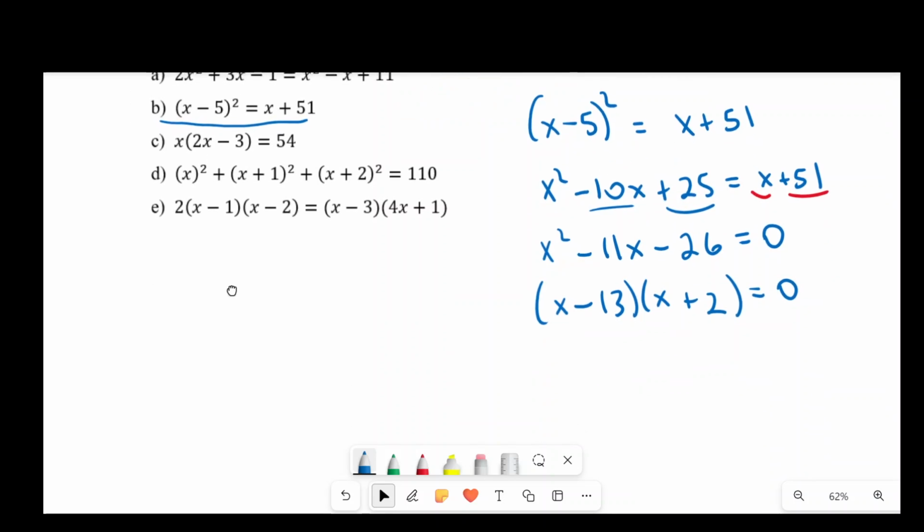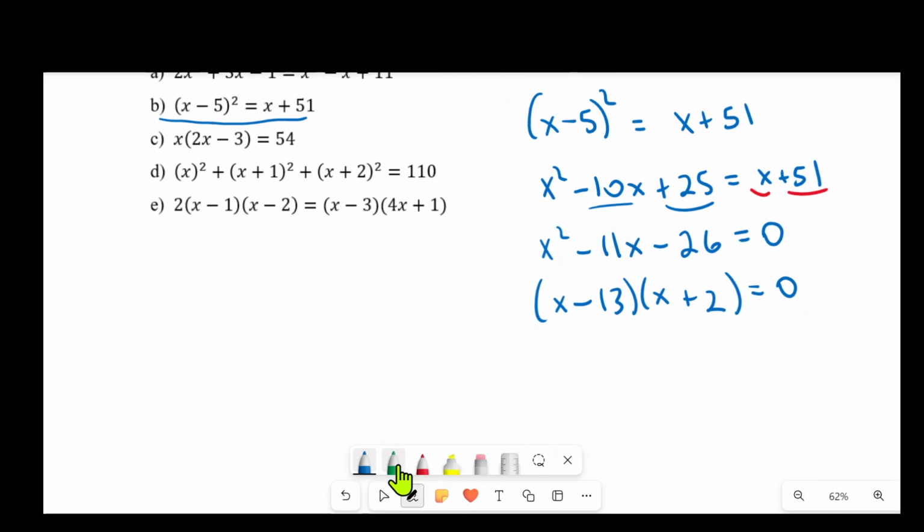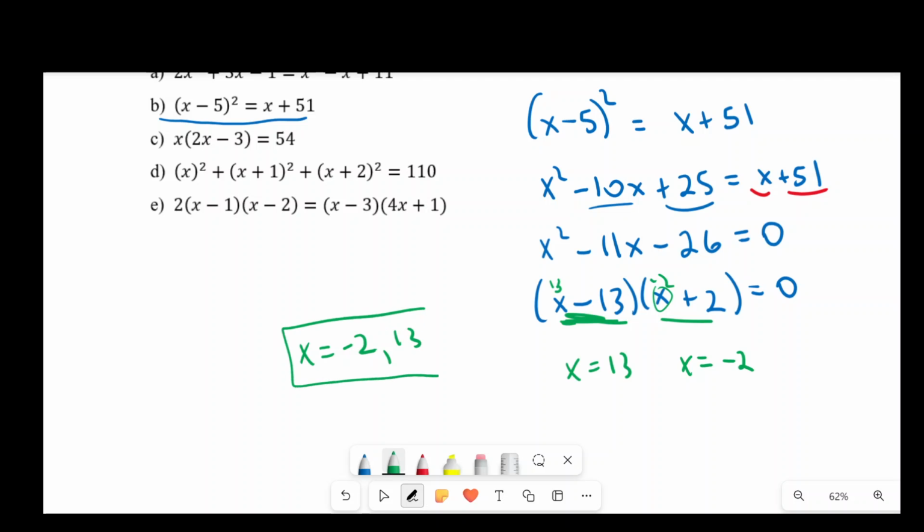And now that it's factored, I can apply the zero principle and find the actual solutions. What number makes this bracket 0? Well, if this was 13, I would have 13 minus 13, which is 0. So one answer is x equals 13, and the other answer would be x equals negative 2, because negative 2 plus 2 equals 0. So I have two solutions, x equals negative 2 and 13.